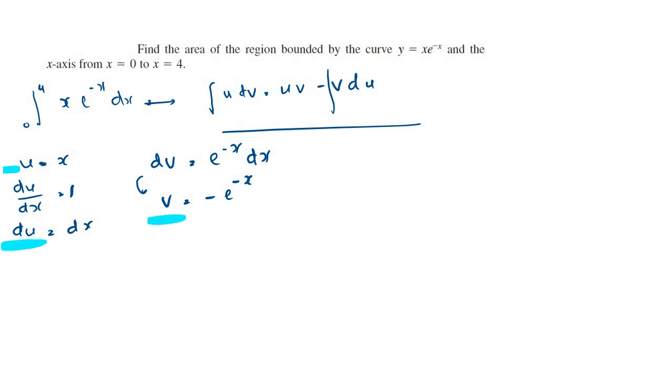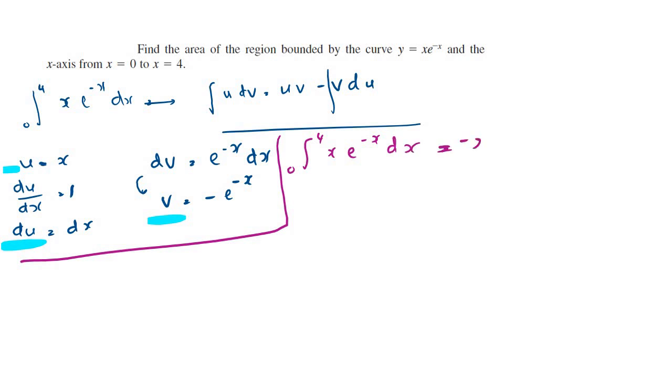Now we have u, we have du, and we have v. So we substitute it to this equation. I'll change the color. So we get here: integral 0 to 4 x e to the power minus x dx is equal to minus x e to the power minus x, and we evaluate it from 0 to 4, and then we have minus integral minus e to the power minus x dx, 0 to 4.